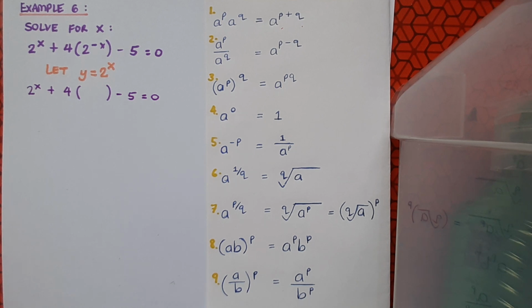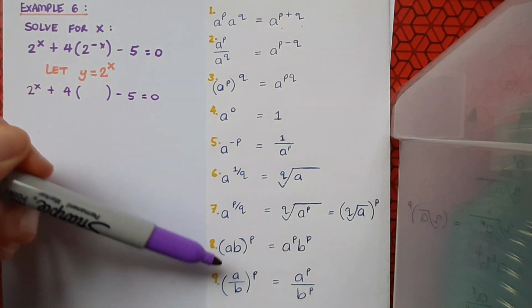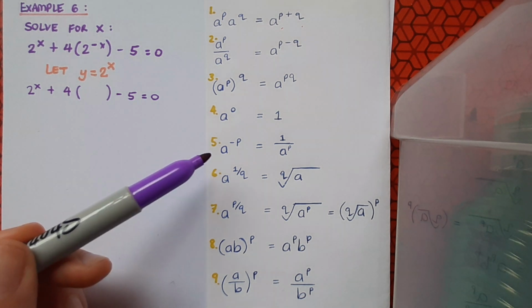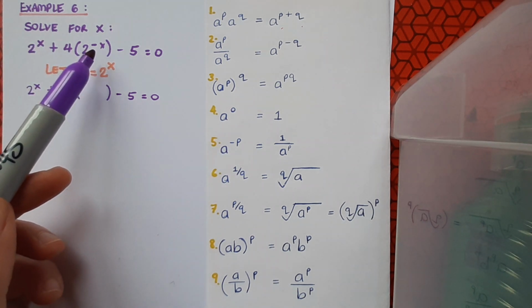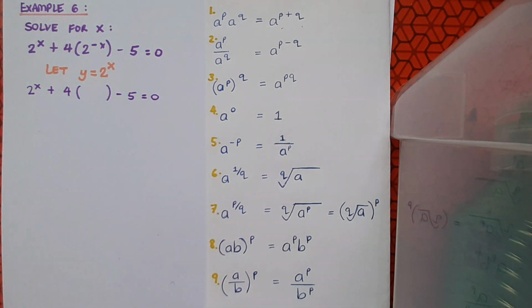And of course, the sensible place to go looking to figure that out is your log tables, page 21. So you look down through your list of rules for indices and you see, is there an option for you? Okay, so which rule looks like it might be the applicable one? Negative power. So it's rule 5, isn't it? Because it's a to the power of minus p. So here I've got 2 to the power of minus x. So how can I write that? I can write that as 1 over 2 to the power of x.